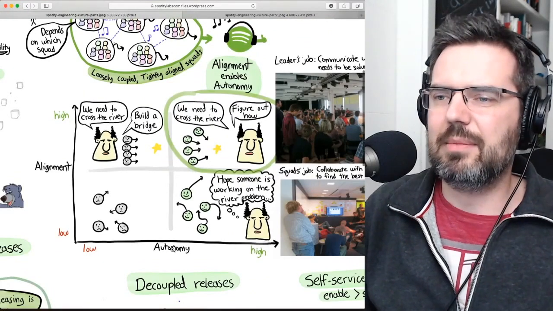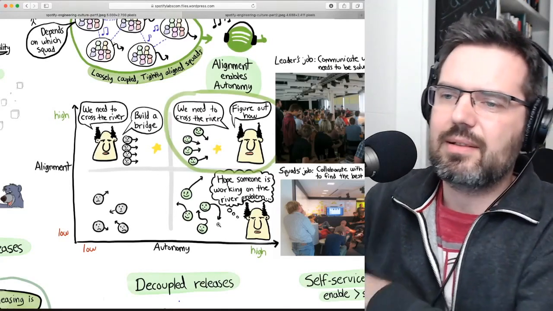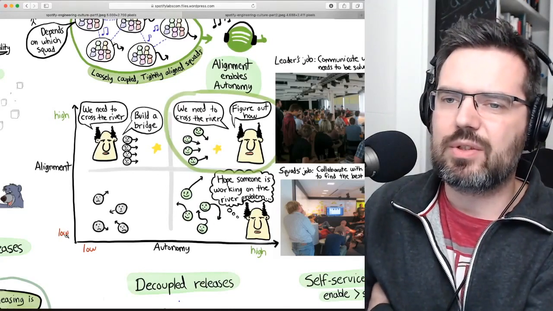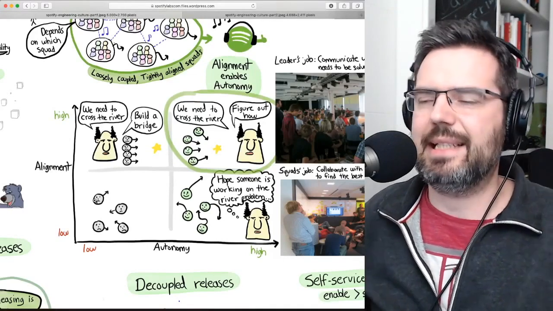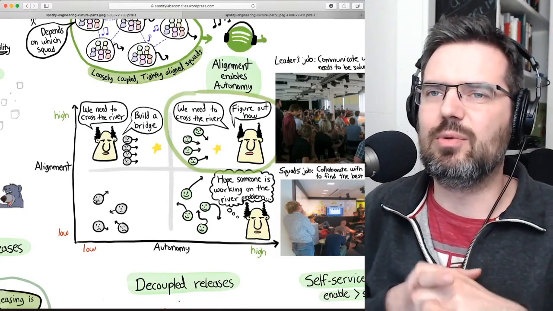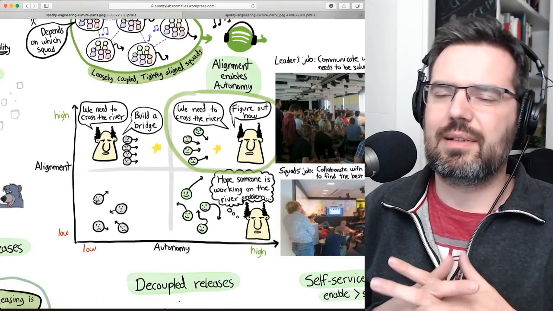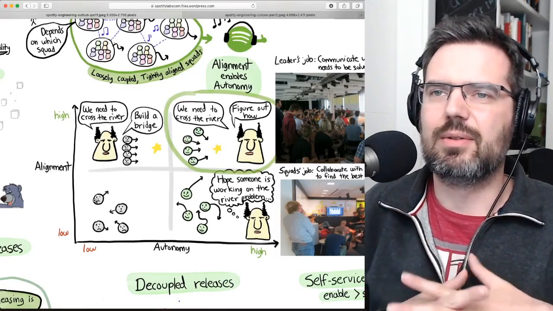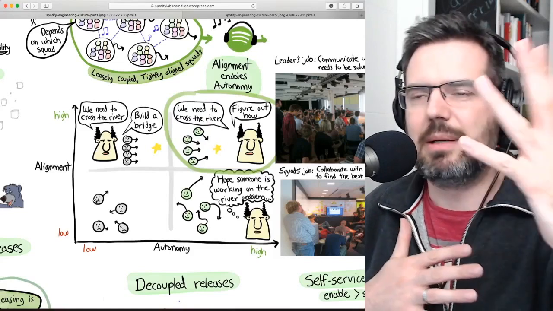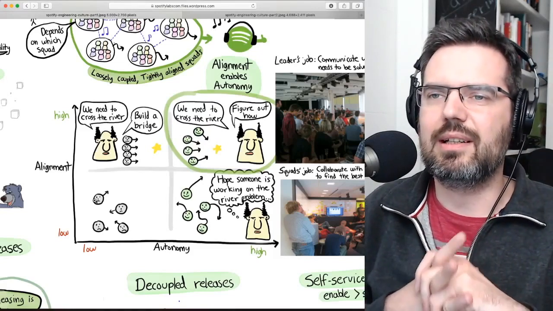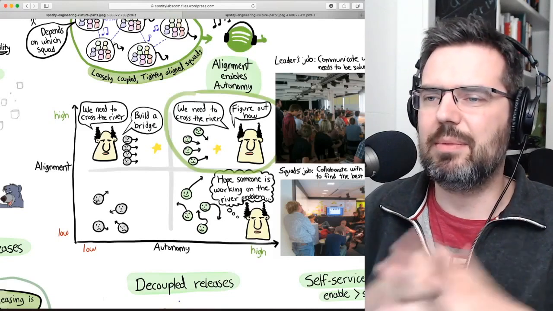So you have alignment and autonomy, alignment on the vertical, autonomy on the horizontal, and you start with low, where basically everybody is walking around and what should they do? And with alignment high and autonomy low, you have something like the boss tells you, we need to cross the river, build me a bridge. And then the development is running and is building the bridge.